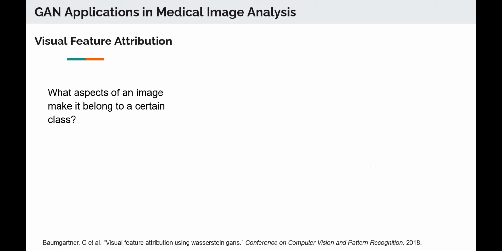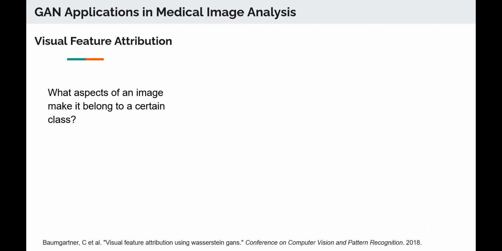And another application that I want to talk about briefly is this thing known as visual feature attribution. So what happens here is that let's assume we are doing classification, okay? And let's assume we are doing Alzheimer's disease classification. So we get an MRI image of the brain, and we want to say whether this person has Alzheimer's disease or whether that person does not have Alzheimer's disease.